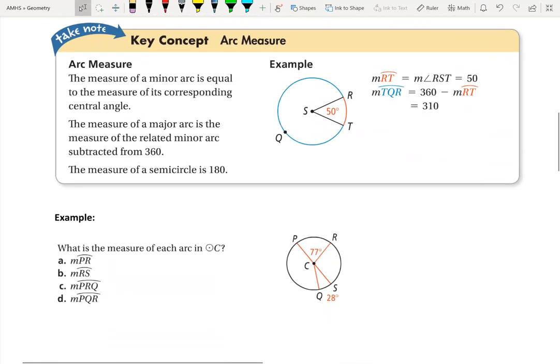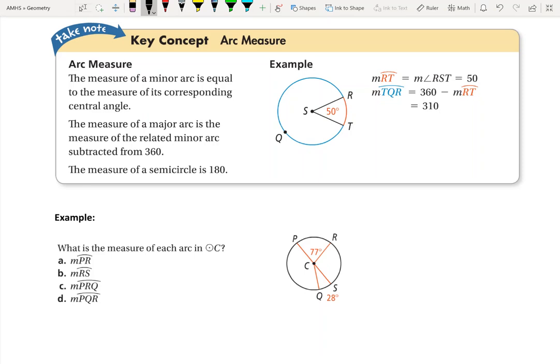Next is the concept of the arc measure. The arc measure is also a degree, and it's how far that arc is sweeping through the circle. So it's equal to the measure of the corresponding central angle. So I have an angle here, RST, that's 50 degrees. So then the arc RT would also be 50 degrees.